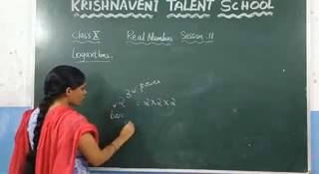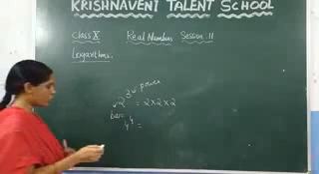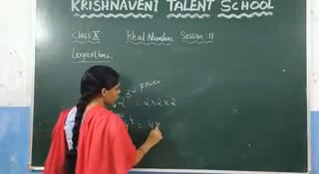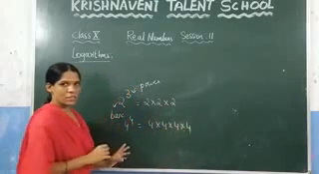And if you want to write 4 power 4, how many times do you need to multiply? 4 times. You can write it as 4 into 4 into 4 into 4. This one you already studied.